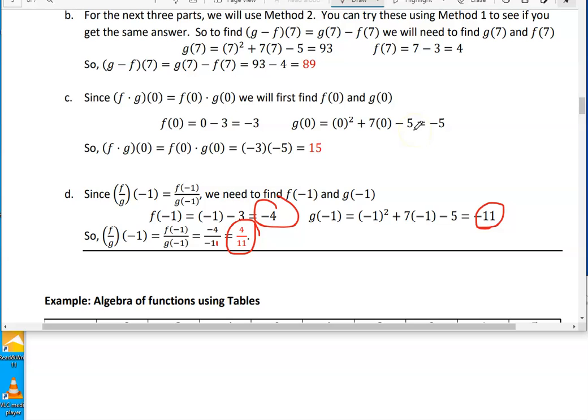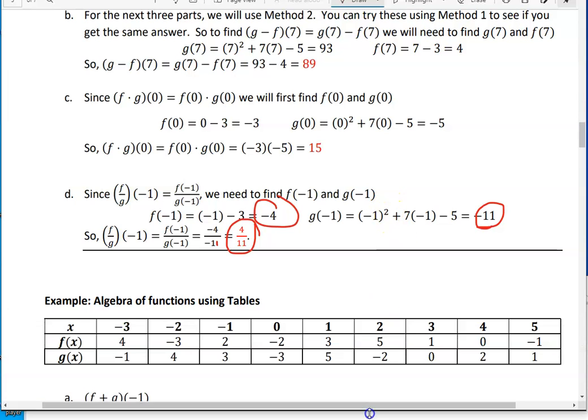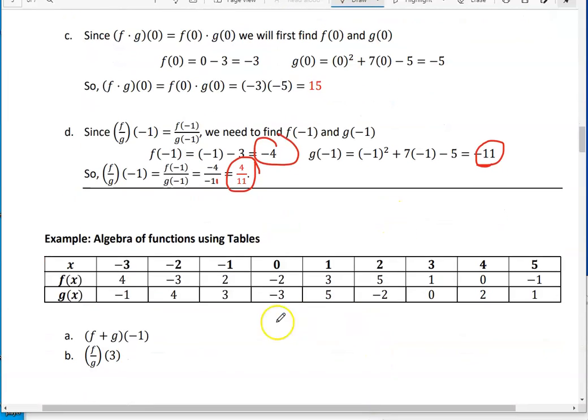Okay, this was doing it all algebraically, but suppose I'm gathering data on my computer and I only have tables of my x value and what I get for f of x and g of x at specific points. How do I do the combo? Well, the only way to do it is I have to do f of negative 1 plus g of negative 1 because I don't have an f plus g of x in my table.